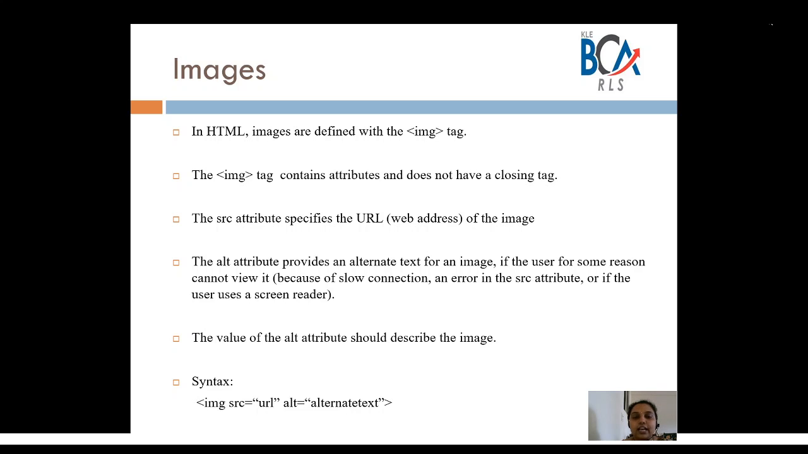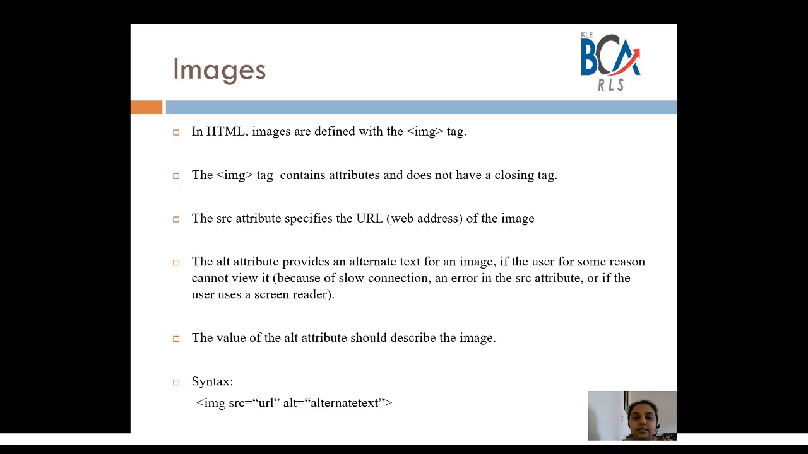The image tag has two required attributes, source and alternate. The source attribute specifies the path to the image. The alternate attribute specifies an alternative text for the image. The width and height are two optional attributes which we can use with the image tag. These attributes define the width and height of the image in pixels.